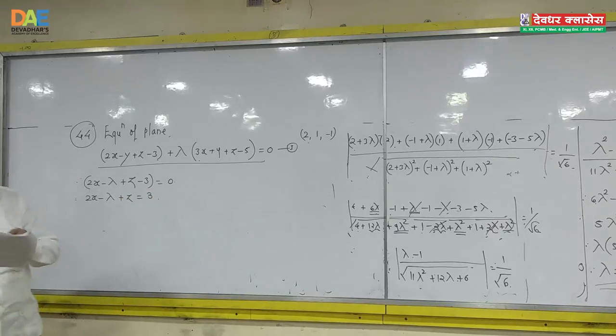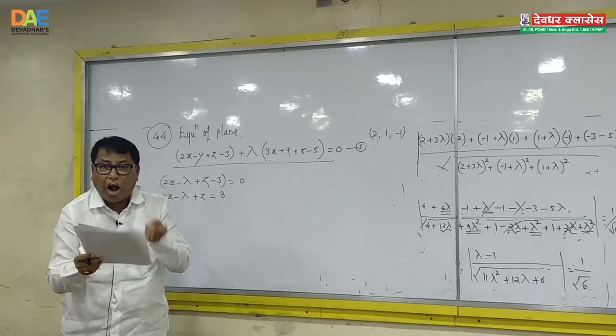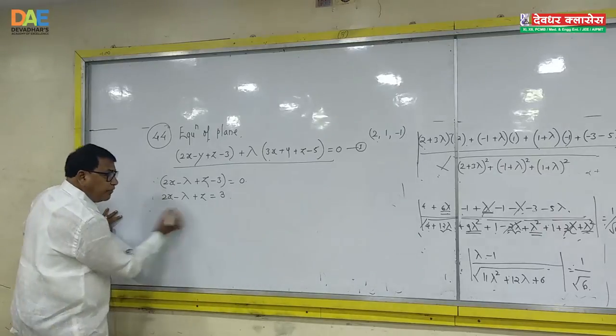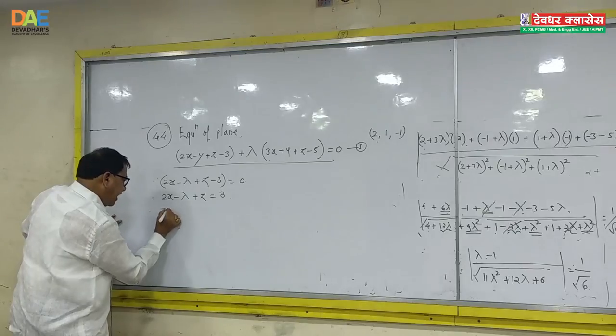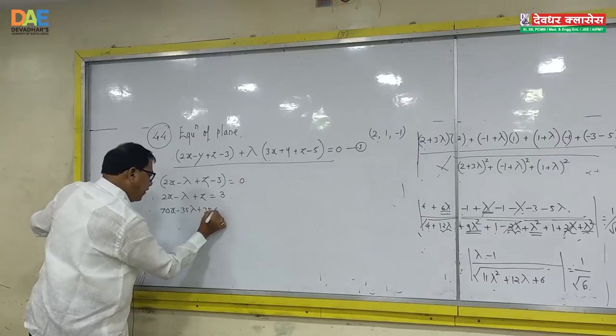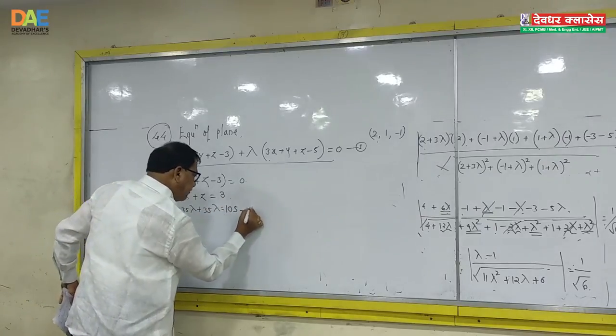But for the comparison, a plane ax + by + cz = 105. That means the right side should be 105. So here we have to multiply by 35. So 70x - 35y + 35z is equal to 35 threes are 105. This is my first equation.